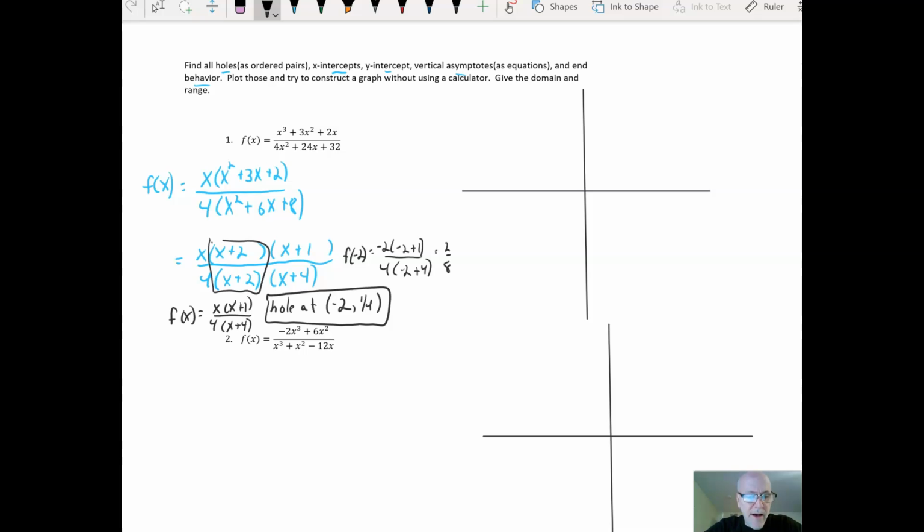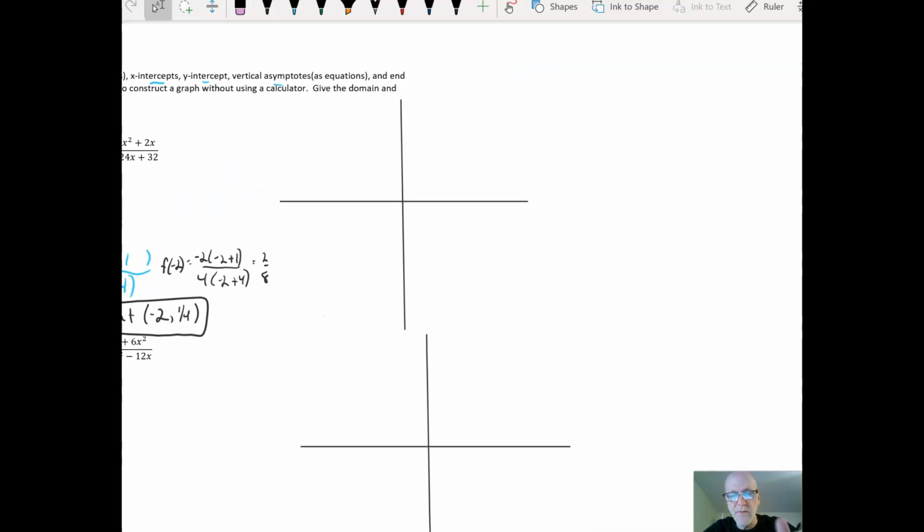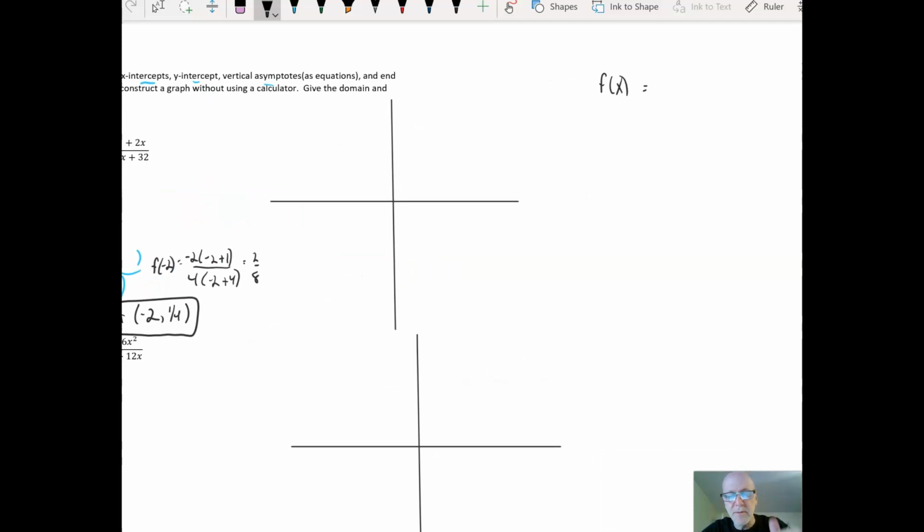Okay, now let's look at our reduced function. So I'm going to work over here and just do the basic stuff with x times x plus 1 over 4 times x plus 4. So our reduced function now, f of x is equal to x times x plus 1 over 4 times x plus 4. So from this we can get the x-intercept at x equals 0. So our x-intercepts will be at x equals 0 and x plus 1 equals 0, so x equals negative 1. There's our x-intercepts. Our vertical asymptote, or 1, will be at x equals negative 4.